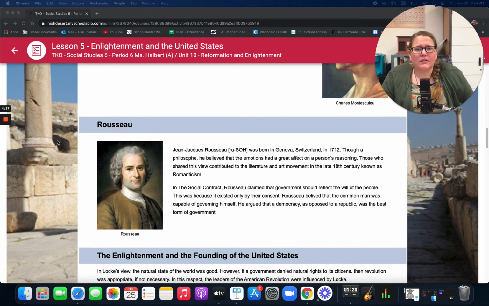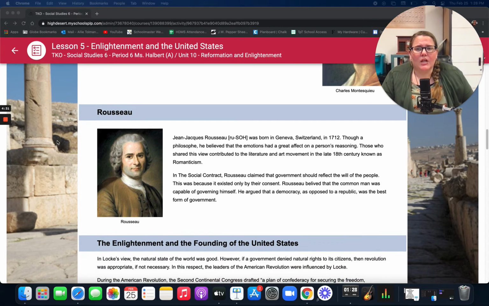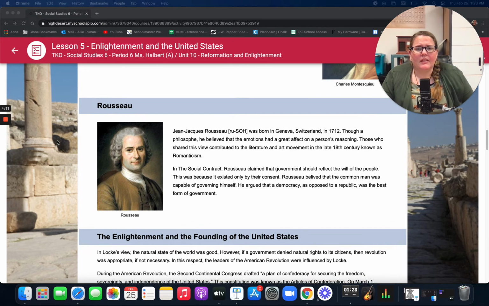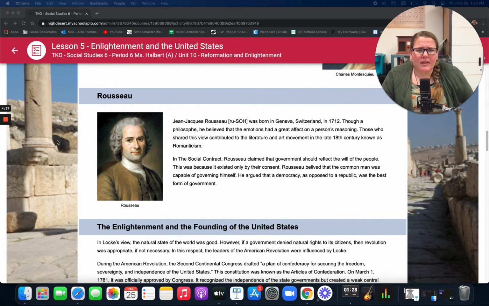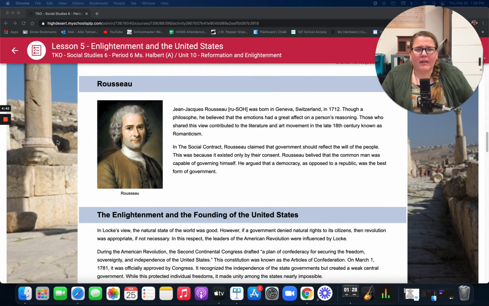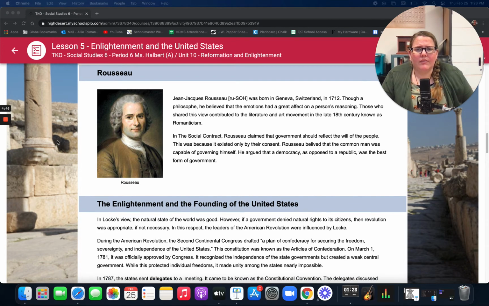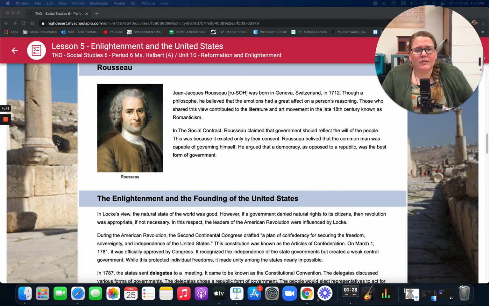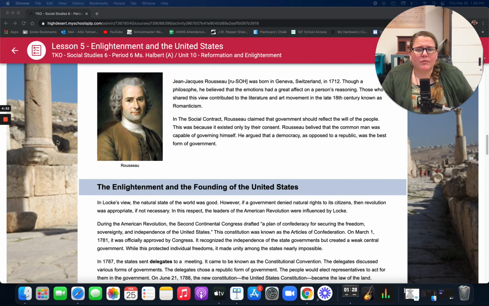Those who shared this contributed to the literature and art movement of the late 18th century, known as Romanticism. In The Social Contract, Rousseau claimed that the government should reflect the will of the people. This was because it existed only by their consent. Rousseau believed the common man was capable of governing himself. He argued that a democracy, as opposed to a republic, was the best form of government.